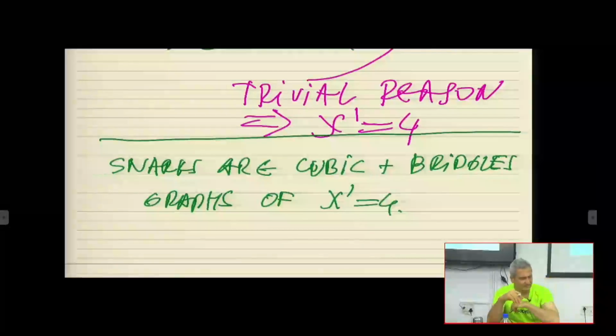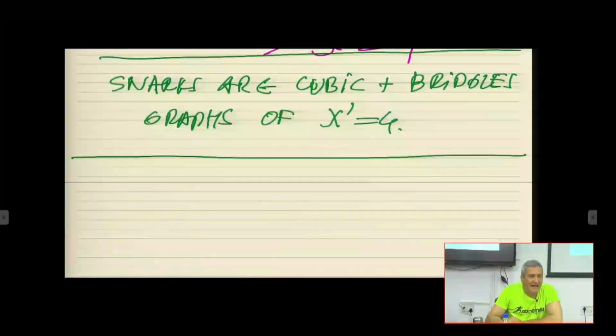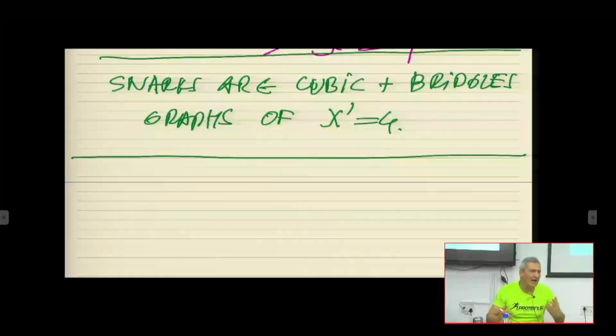Second thing, okay? Now we would like to get rid of 2-edge cuts. We don't like our snarks to have 2-edge cuts. It's a kind of, again, trivial reason. And we're going to see why now.